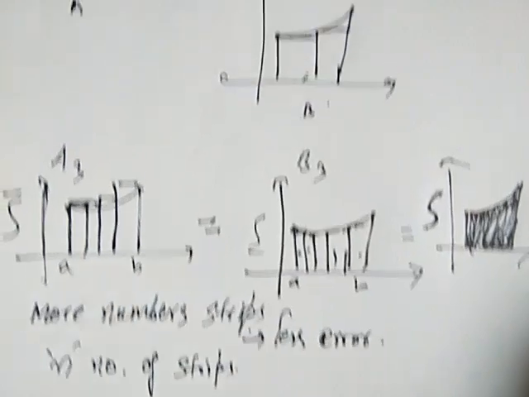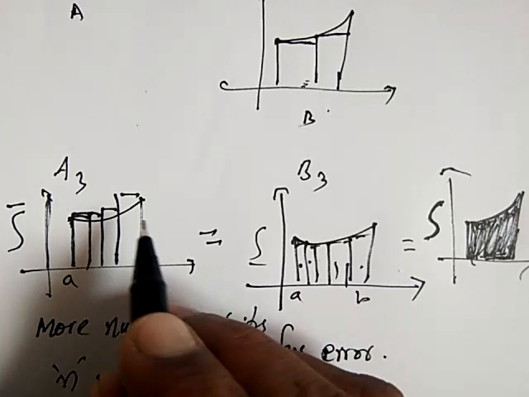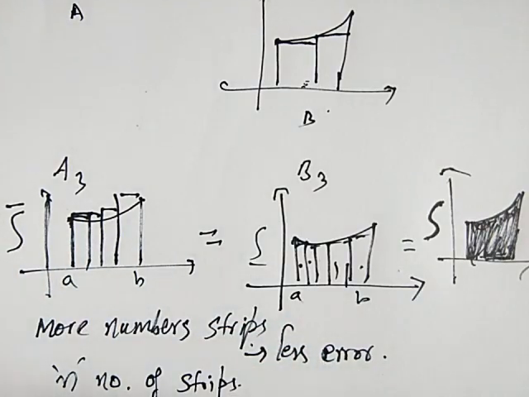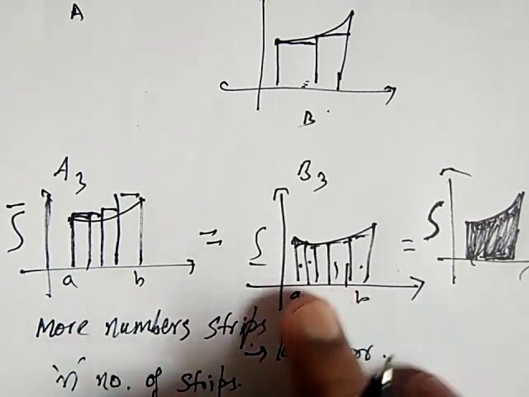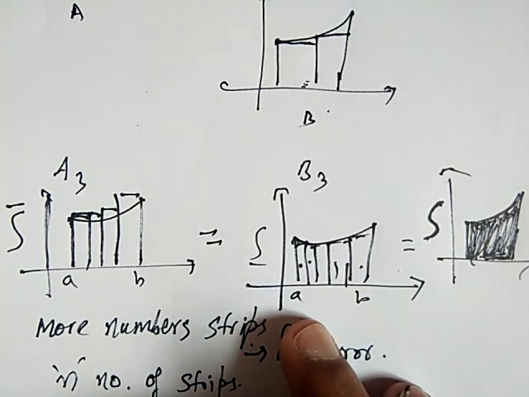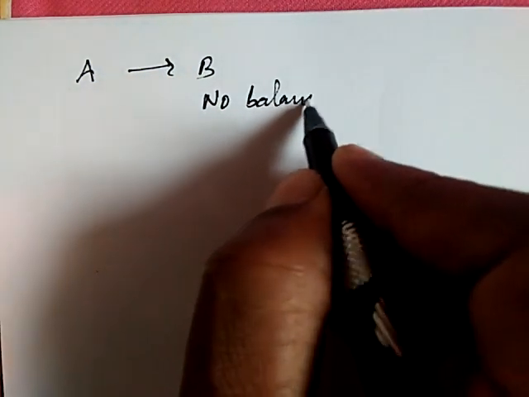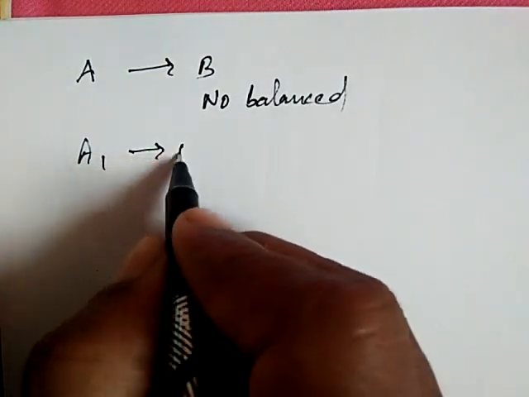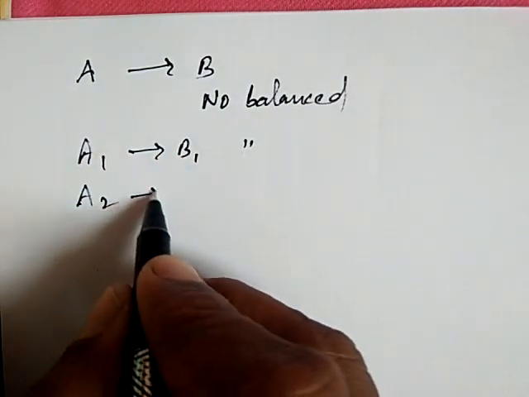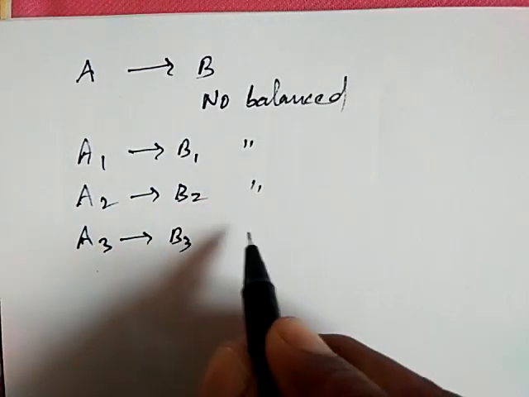Why did I give the names A1, A2, A3? As n strips, that is 3 strips, if you make n strips, then the area you want to calculate will be easier. But in the earlier graph, when A was selling to B, the area was not balanced. When A1 and B1, then A2 and B2, and then A3 and B3 were used, there was still no balance.